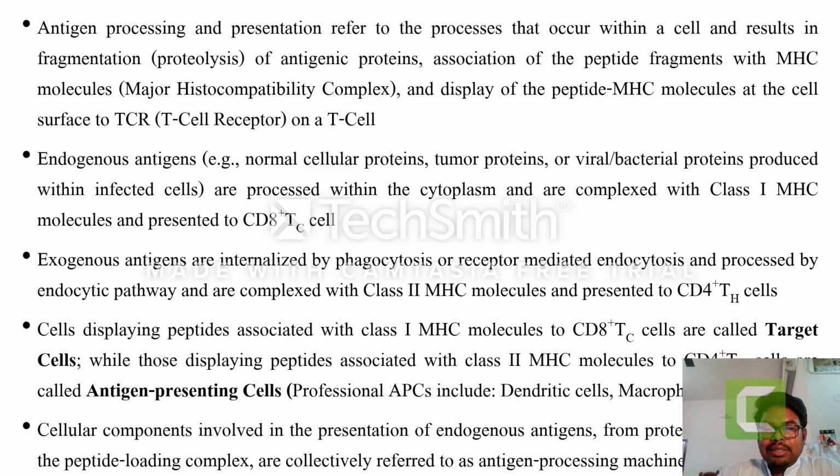Professional antigen presenters include dendritic cells, macrophages, and B cells. By far, dendritic cells are the most potent antigen presenters of all cells. The cellular components involved in presentation of exogenous antigens, from proteasome subunits to the peptide loading complex, are collectively referred to as antigen processing machinery, APM.